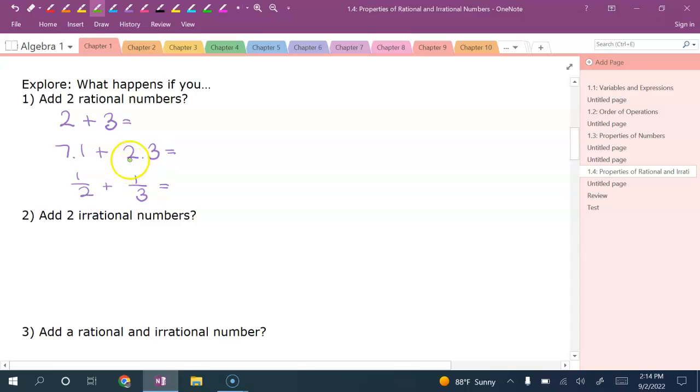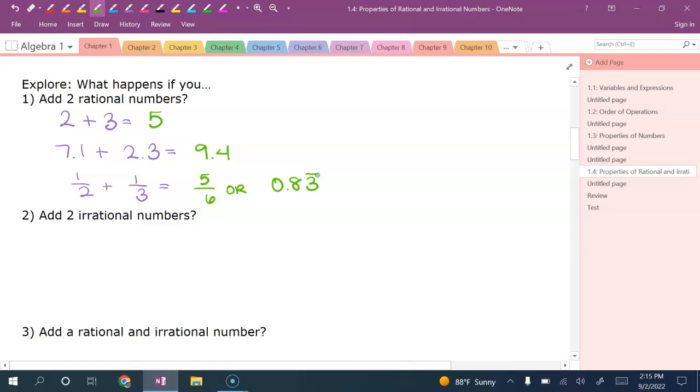So when you added these numbers together, 2 plus 3 would have been 5. 7.1 plus 2.3 would have been 9.4. And a half plus a third would be, as a fraction, 5 over 6. Or if you did get the decimal, it would be 0.83 repeating. The 3 continues to go on.